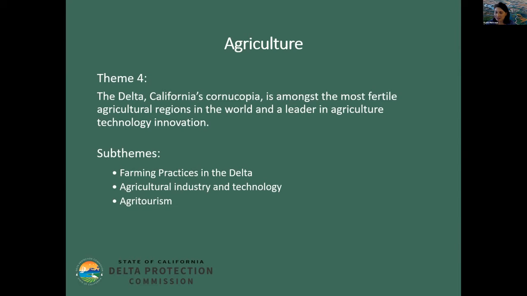And then also what's next in agriculture. Agritourism is a big thing. Ecotourism is a big thing. This theme encompasses a lot of different topics.